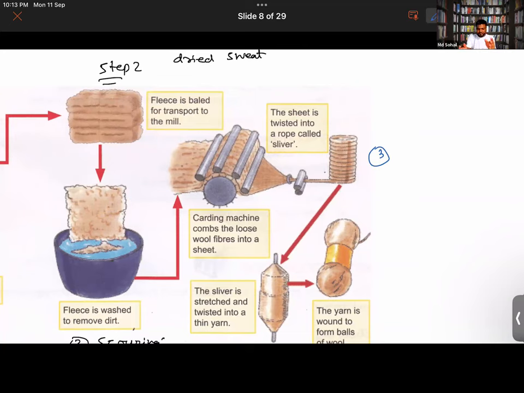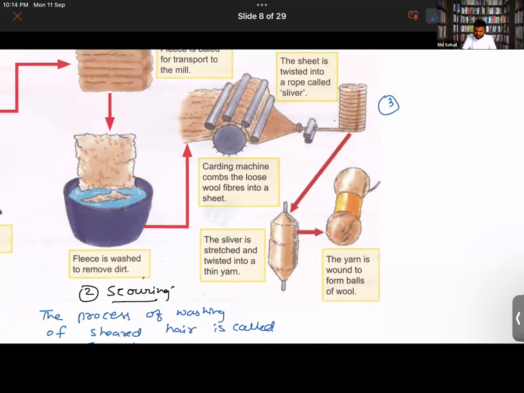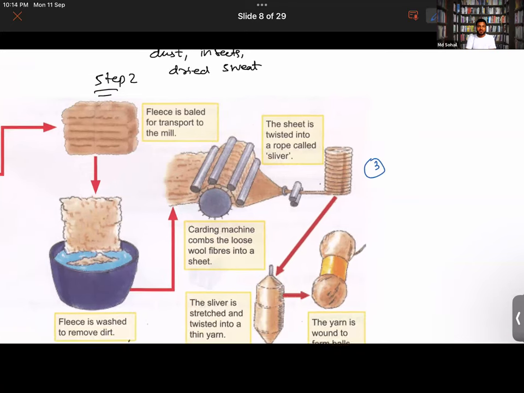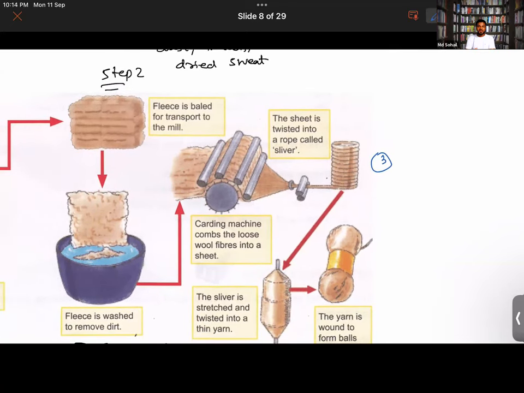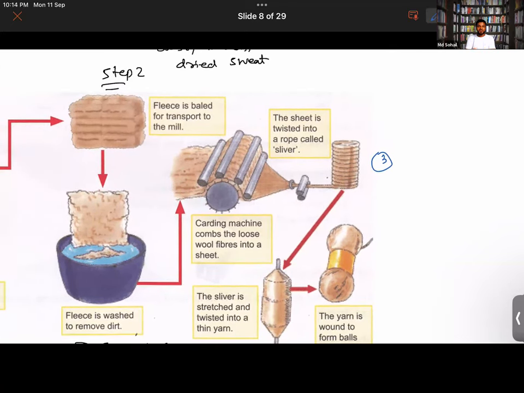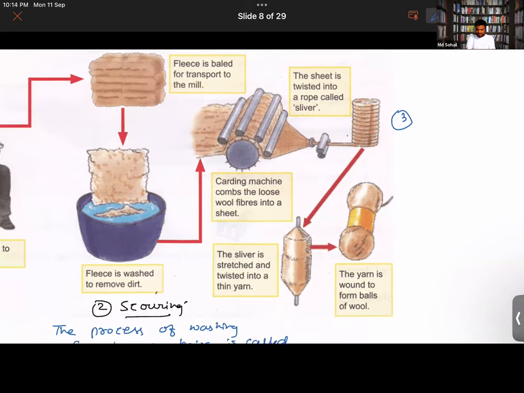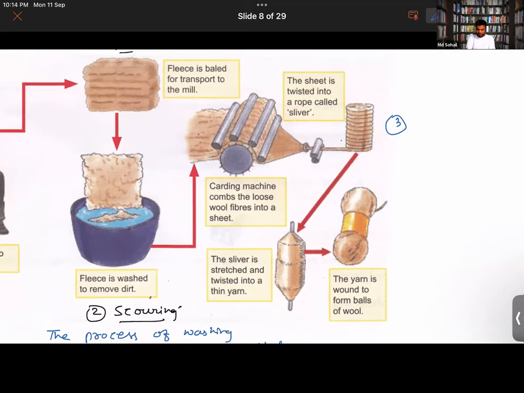It is being sorted. The sheet is twisted in a rope called sliver. As you can see here, after scouring has been done, what is being done here? The process of separating the fleece of a sheep into sections according to the quality of woolen fibers is also being done. Now here I think one step has been skipped.